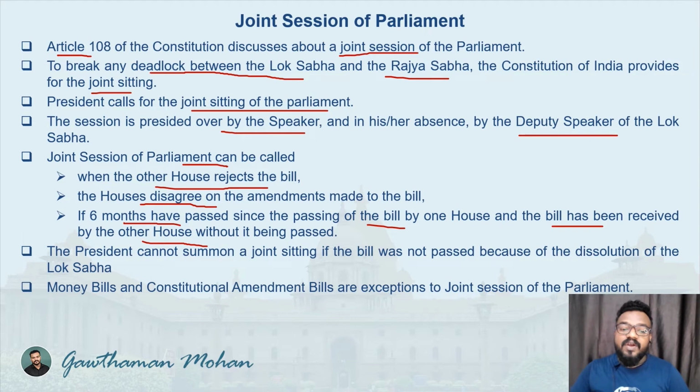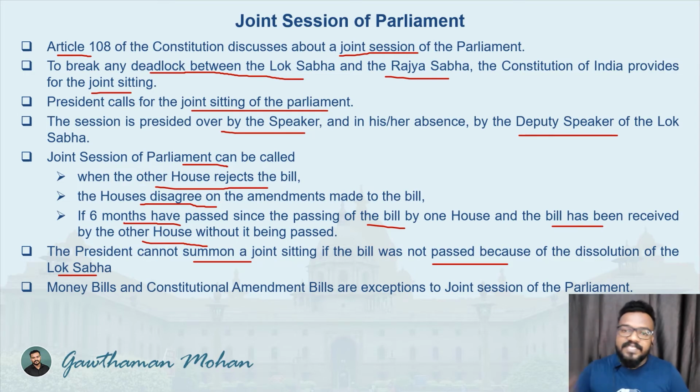The president cannot summon a joint sitting if the bill was not passed because of the dissolution of the Lok Sabha. So we know about the dissolution. After 5 years, after the tenure, the Lok Sabha will be dissolved. And in another way, the president can also dissolve the Lok Sabha based on the recommendation of the Council of Ministers. When the Lok Sabha is dissolved, the president cannot call for the joint sitting because the Lok Sabha is not there. In the joint sitting, we need to have the members of both the houses.